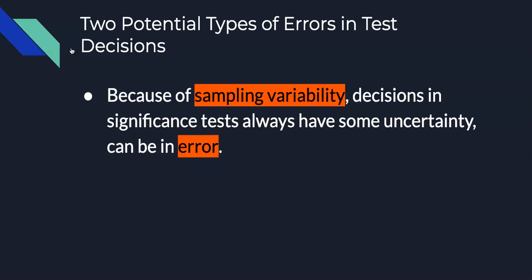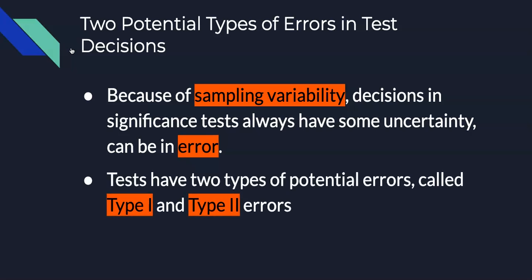Decisions in significance tests always have some uncertainty. And you notice when we do a significance test with the more common significance level of 0.05, less than 5% is when we reject, right? So we actually have a 0.05, 5% chance of rejecting when we really shouldn't reject. So this can be an error. Errors can happen when we do significance tests.